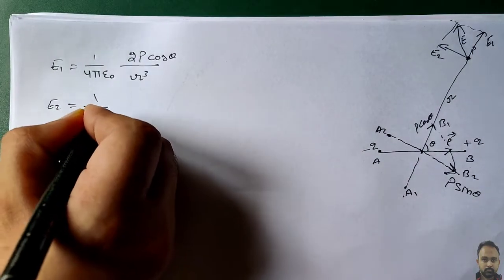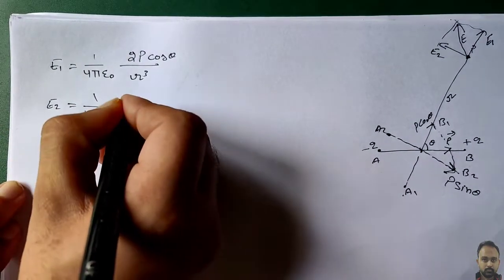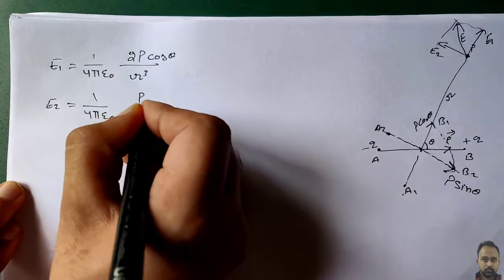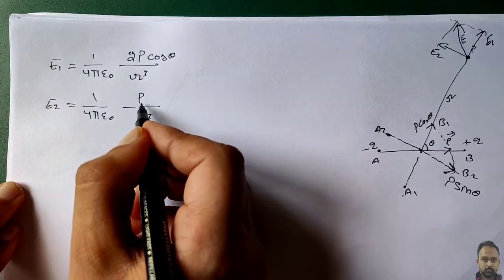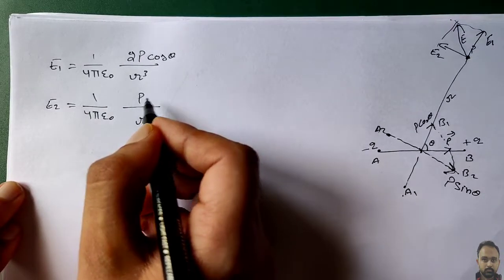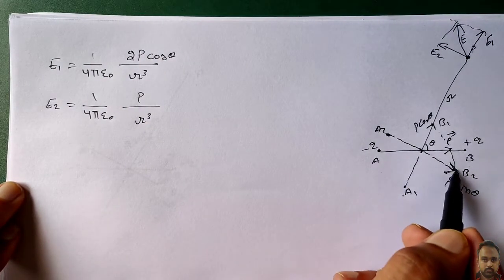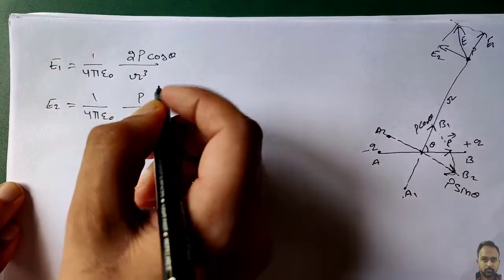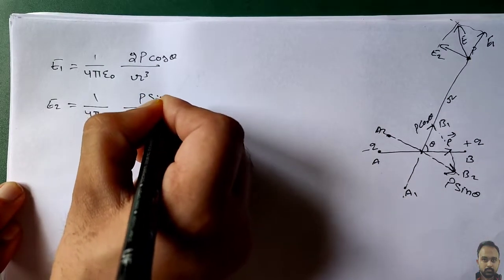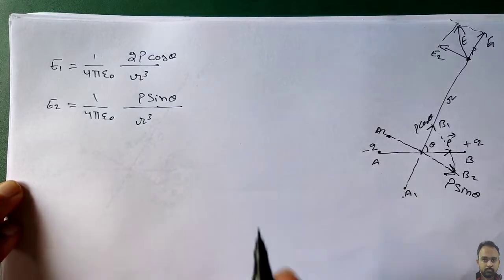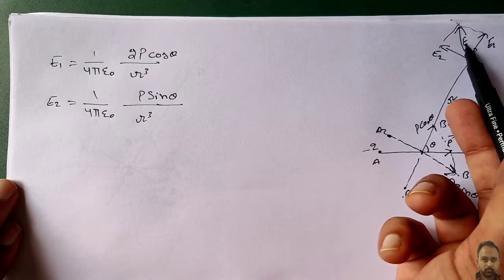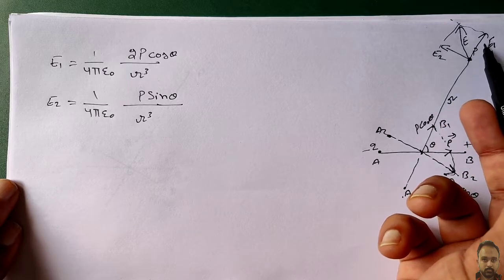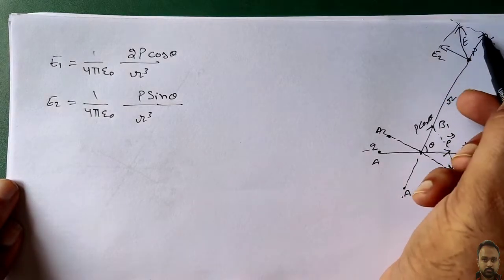So 1 over 4 pi epsilon naught, and the expression was p over r cube. So we cannot simply write a single p here because the dipole moment for A2 B2 is p sine theta. So we will write here p sine theta. Okay. Now total electric field at this particular point is this E, which is the resultant of E1 and E2. So if this is E2, this also will be E2.